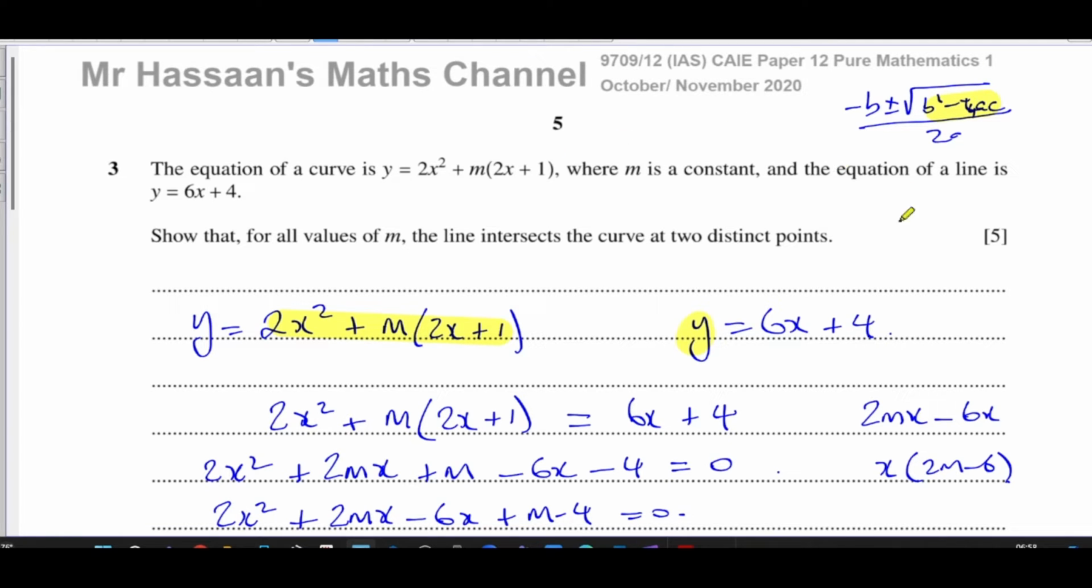So the line will intersect with the curve two times if b squared minus 4ac is positive. It will completely miss the curve if b squared minus 4ac is negative, and it will be a tangent to the curve if b squared minus 4ac is equal to 0.